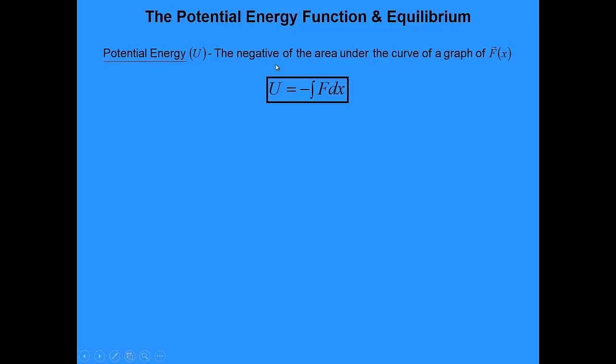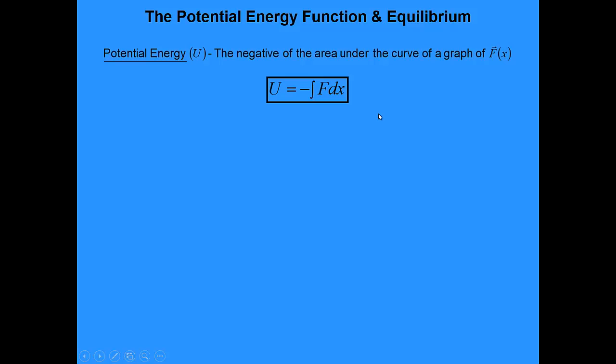There we go. This is the same as this sentence. The potential energy is equal to the negative integral of the force with respect to position. Negative integral means the negative of the area under the curve of the force as a function of position. So we can do this.